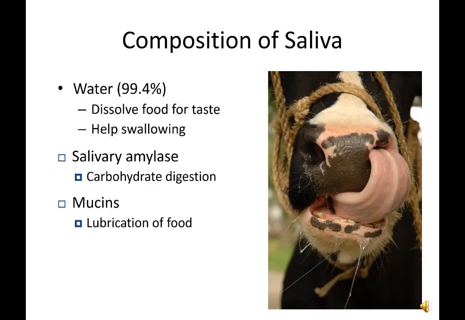We also have mucins, which are meant to add into the water to help lubricate food so we can swallow it and move it along. And we also have bicarbonate, and it's intended to neutralize acid.